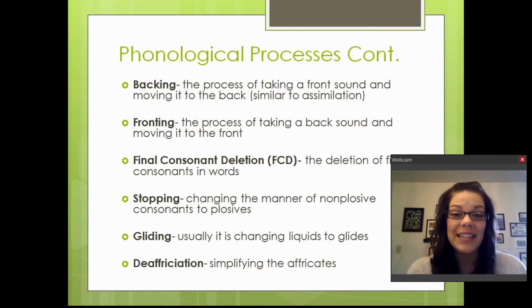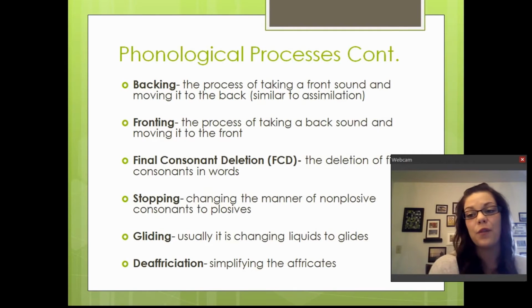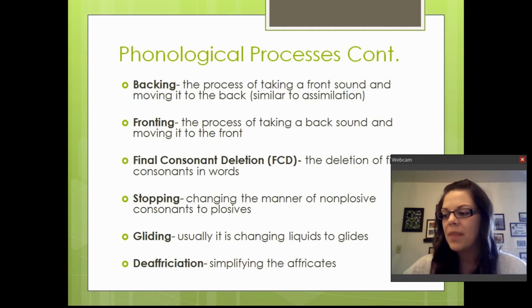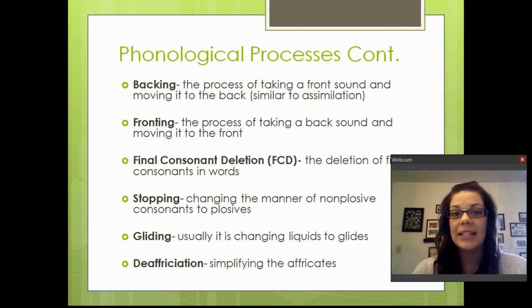We have fronting. That's going to be the opposite. So that's taking a back sound and moving it to the front of the mouth when you produce it. So instead of dog, it might be dawd. Kite might change to tight.